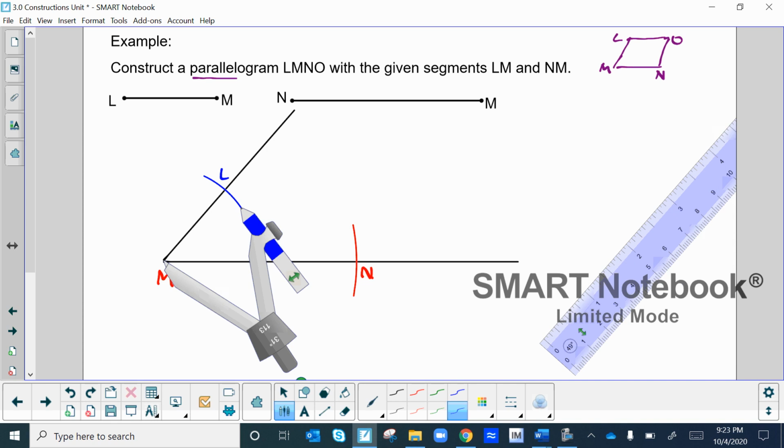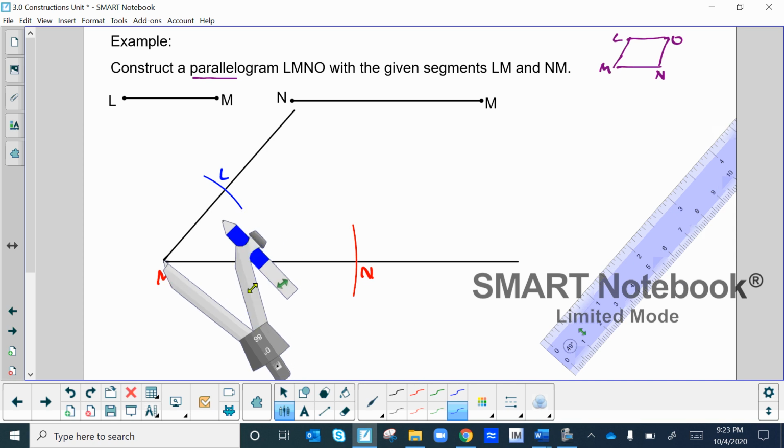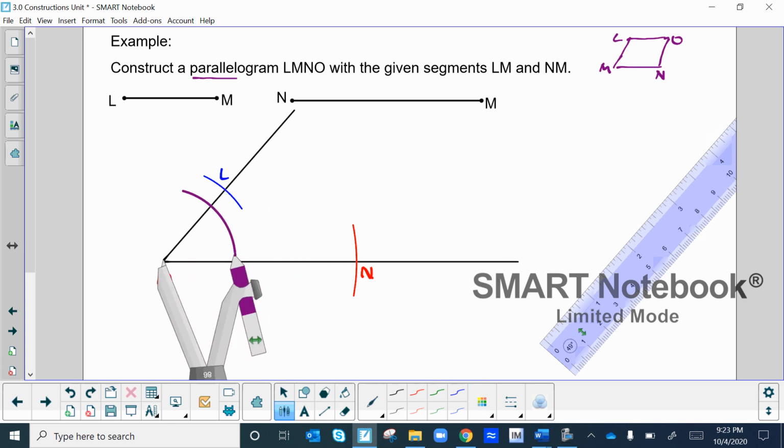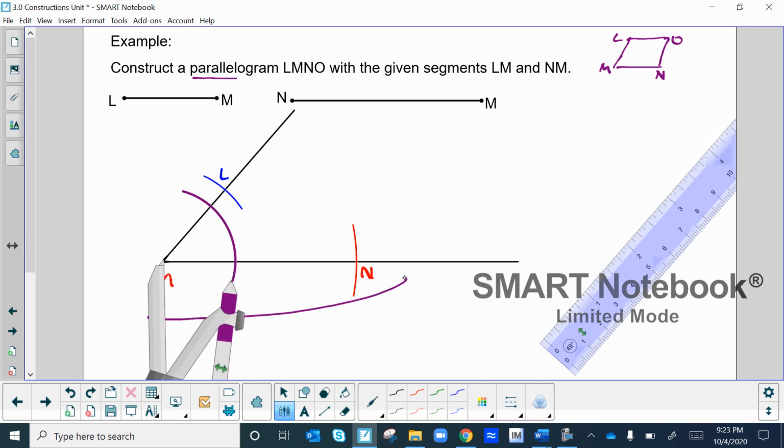So I'm going to copy angle M over here at N. So I'm going to get a different arc. Use a different color so you can kind of tell what I'm doing. I'm going to copy this angle over here.